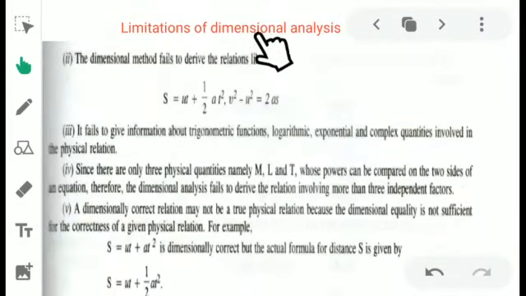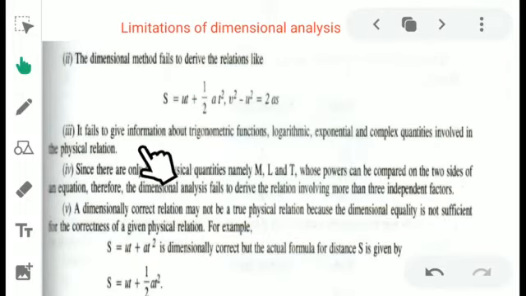Next, what are the limitations of dimensional analysis? In the previous case, I told you we can derive the relationship, but the value of the constant involved in it, that we cannot derive. That is one limitation. Then the dimensional method fails to derive a relation like s is equal to ut plus half at square. Because for inversely proportional or directly proportional, with only one term, it is okay. But here two terms are there, so in this case it is not possible.